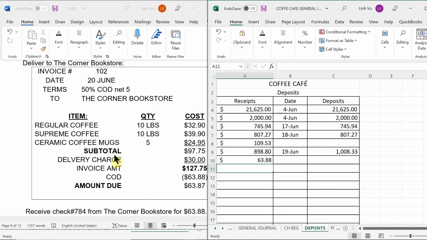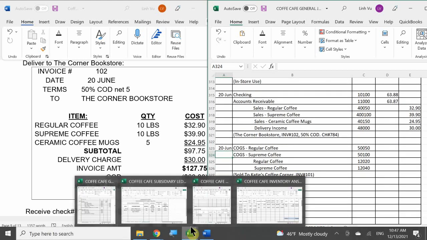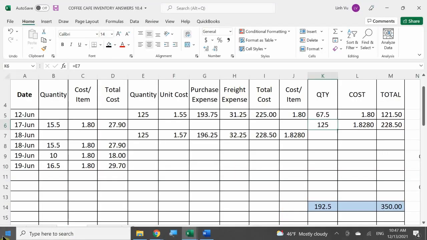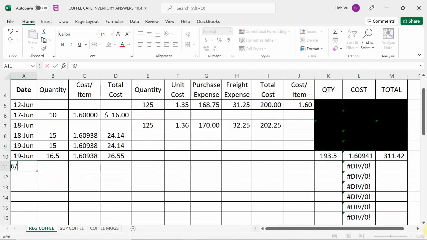Okay, 63.88. So now we sold 10 pounds of the regular coffee and 10 pounds of the Supreme coffee. So we need to update our inventory there. Let's go to our inventory worksheet to figure those numbers out. So here we are. Regular coffee. Sold 10 pounds at a cost per item.